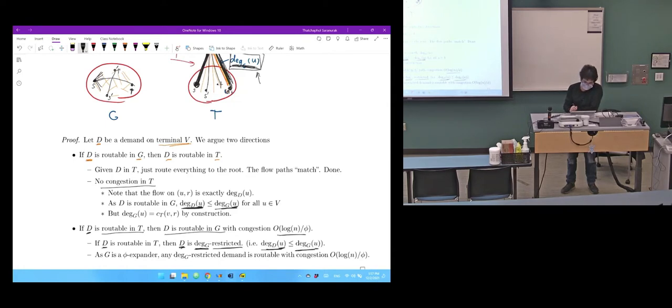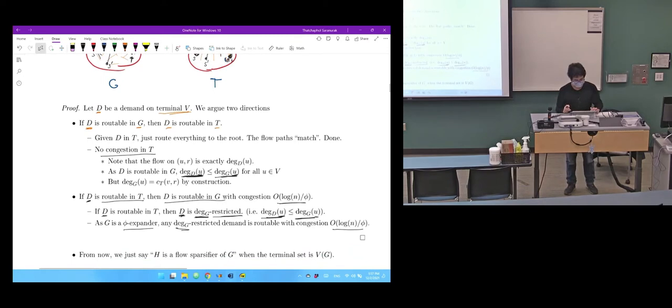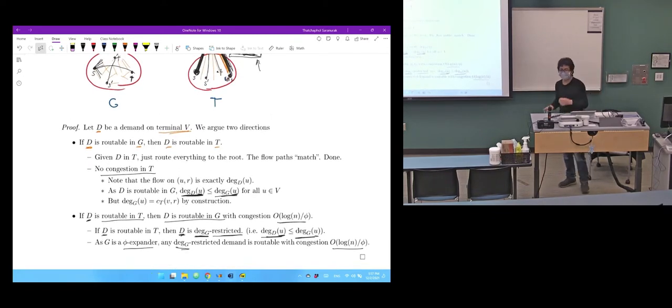But we have seen before that in the expander, if it is a phi expander, you can route any degree restricted demand with 1 over phi times log n congestion. So that's why we get a very simple flow sparsifier for any expander. We get just a star.